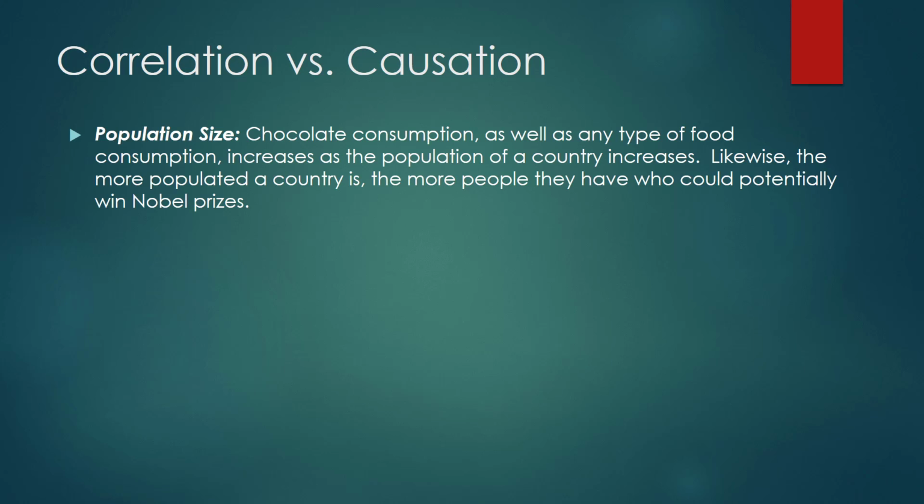Population size. So as I said, chocolate consumption, as well as really any food consumption, is going to increase as the population of the country increases. A small country is probably going to consume less chocolate, and a larger country is going to consume more. Same thing with Nobel Prizes. If you have a large population, statistically speaking, you have more people who could potentially achieve Nobel Prizes. If you have a smaller country, you would have a smaller population to choose from.